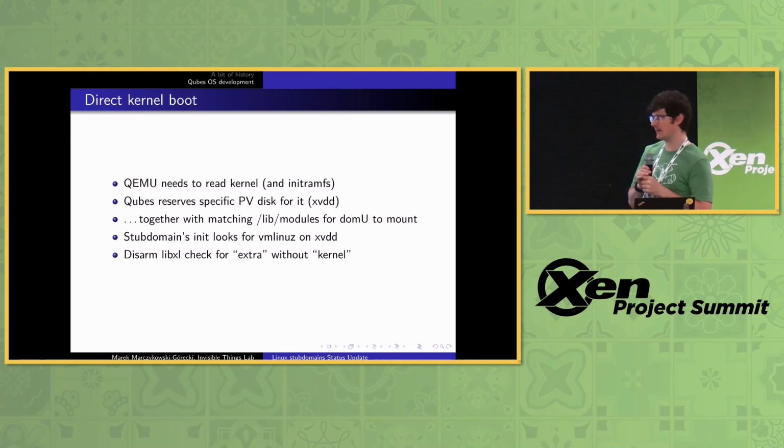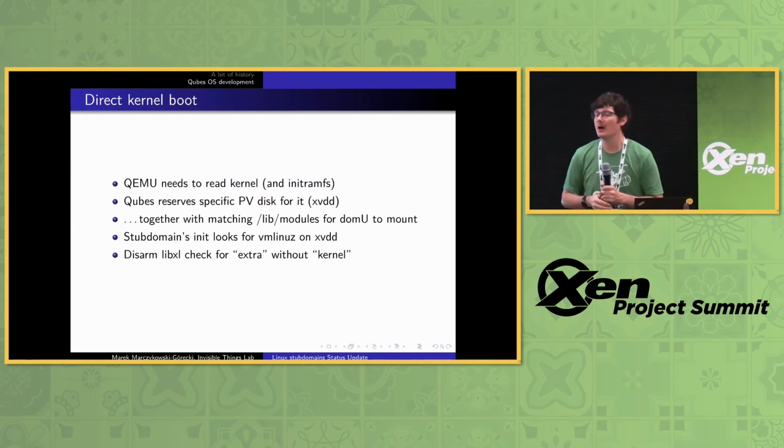This is a bit of a hack. That's not going to work upstream because we cannot reserve a specific PV disk. If you use a stubdomain, you cannot use xvdd for anything else. That's not going to work. But it does work for Qubes.